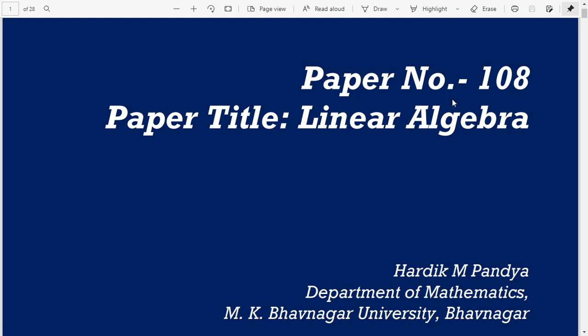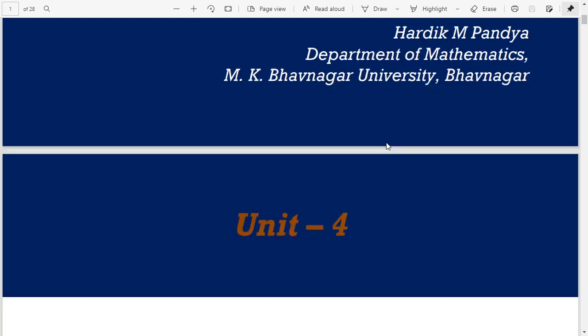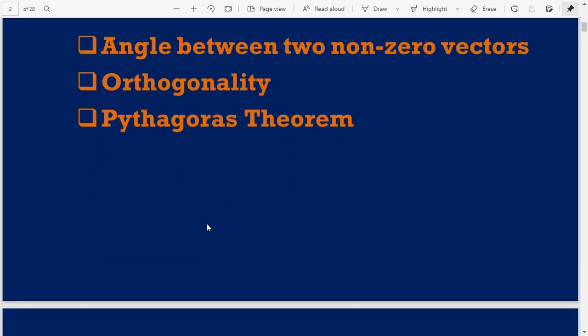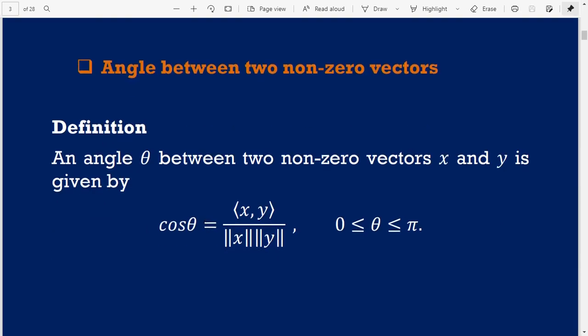Today I am giving my lecture on paper number 108, Linear Algebra, Unit 4, topic: angle between two non-zero vectors, orthogonality, and we see the Pythagoras theorem. Now we start with angle between two non-zero vectors.